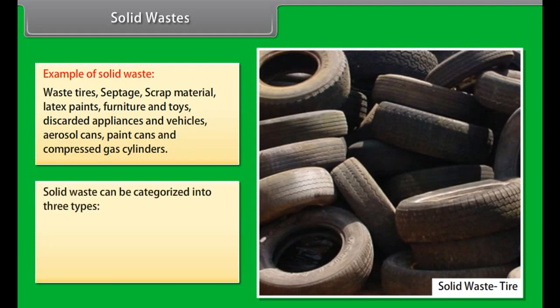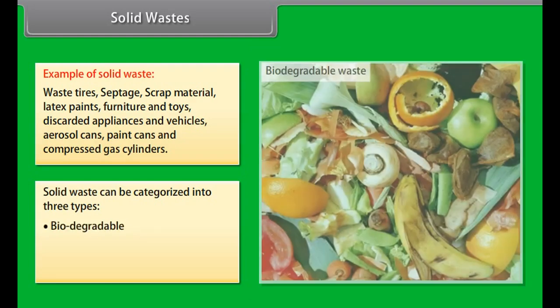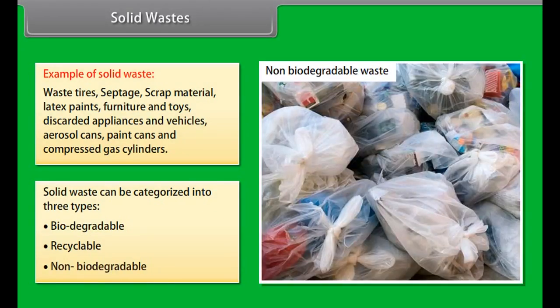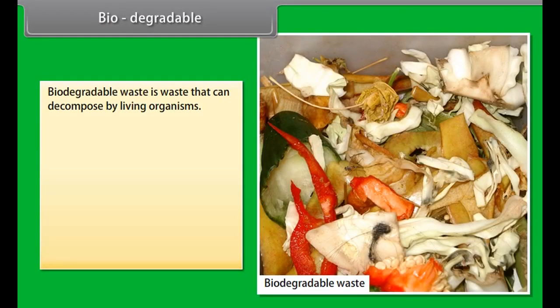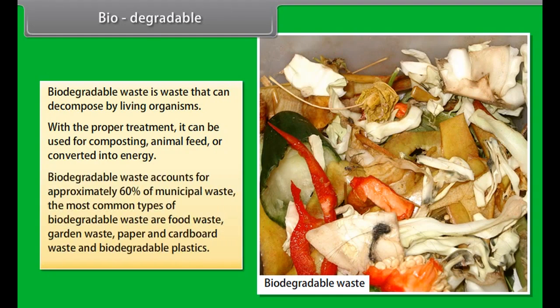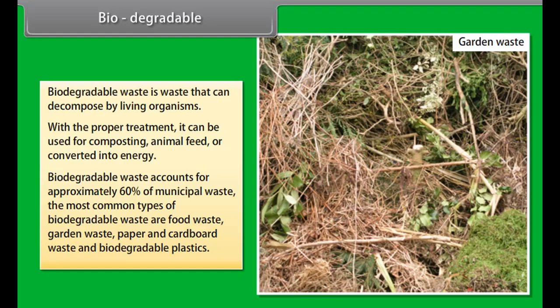Solid waste can be categorized into three types: biodegradable, recyclable, and non-biodegradable. Biodegradable waste is waste that can be decomposed by living organisms. With a proper treatment, it can be used for composting, animal feed, or converted into energy. Biodegradable waste accounts for approximately 60% of municipal waste. The most common types are food waste, garden waste, paper and cardboard waste, and biodegradable plastics.